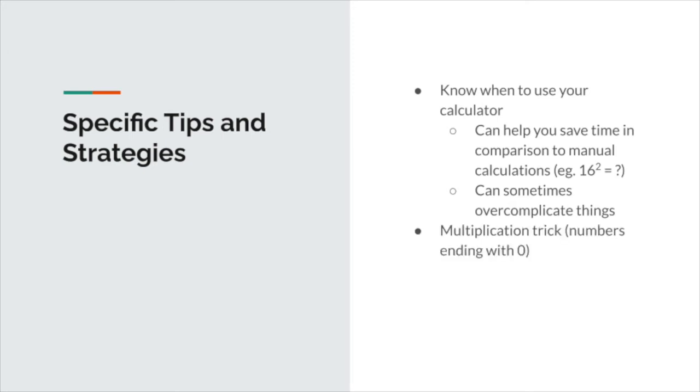One way that you can make manual multiplication easier is by using a trick that can be applied to any number that ends with a zero. All you have to do is remove the zero from the end of the number, and then complete the calculation. After that, you can simply add the zero back into your answer.